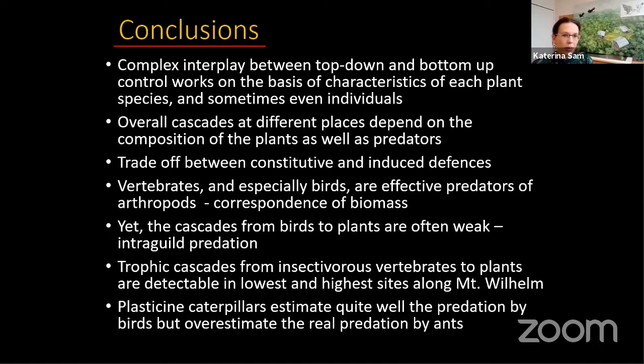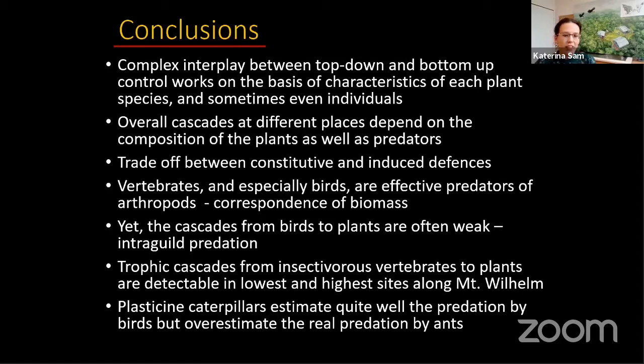We found that vertebrates, especially birds, are very effective predators of arthropods. And again, it corresponded well with the biomass of the insectivorous birds. Yet the cascades from the birds to plants were sometimes weak, thanks to intraguild predation, and thanks to the birds eating both arthropods and predators in the same proportion. The trophic cascades from the insectivorous vertebrates along Mount Wilhelm were detectable at the lowest and at the highest site of Mount Wilhelm, which is against the theories that the cascade should be detectable only at the most productive, lowest elevational study sites.